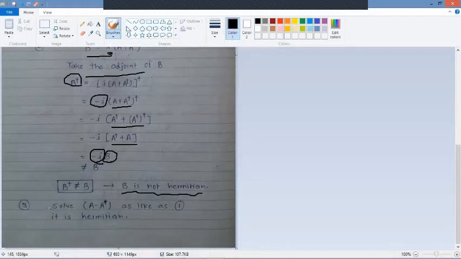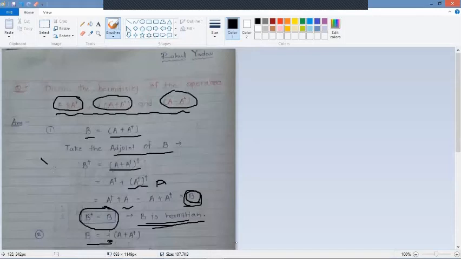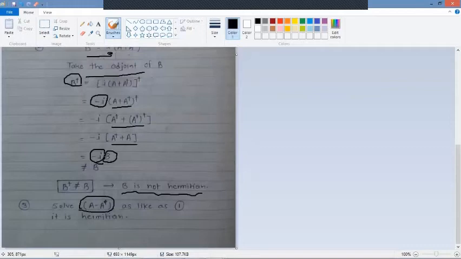And the third one is the same as the first. So the first and third are Hermitian operators, but the second one is not a Hermitian operator. I think you will understand this very well. This type of question will be asked in your exams, and it is very useful to understand the basic concepts.